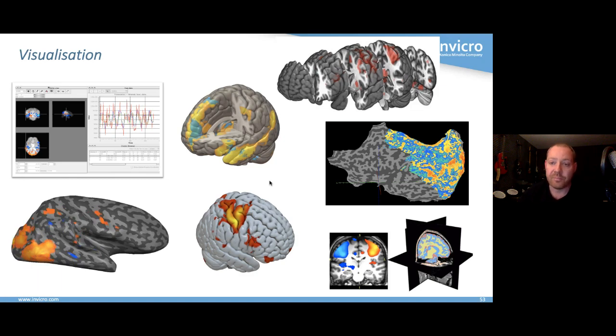So all of these are from MRIcroGL and Surfice. You can represent it on flat maps, which is a flattened representation of the cortex. You can do these through surface plots, inflated brain surface plots like this. It depends on your data and the best way that you find to visualize it, to be honest.